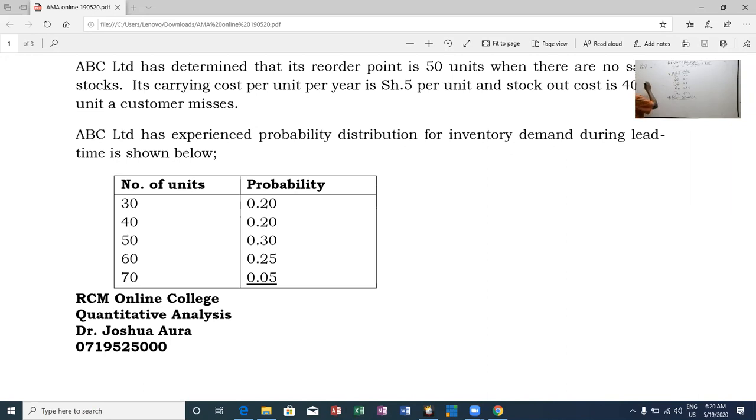So what I will do, I'll come and start with the current ROP. I will start with the 50, leaving big spaces, 50, 60, big spaces in between. I'll tell you why I'm leaving those big spaces there. So we call that the current ROP. Remember, this ROP is the same as our supply. What you're supplying during lead time.